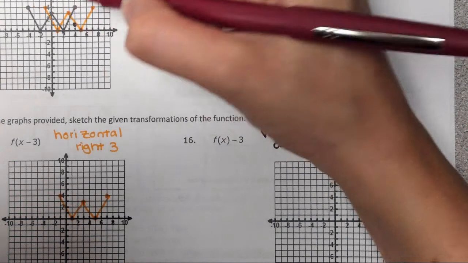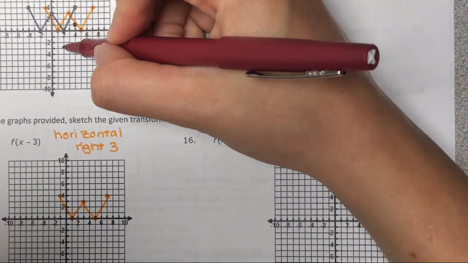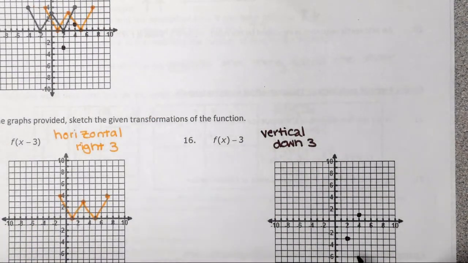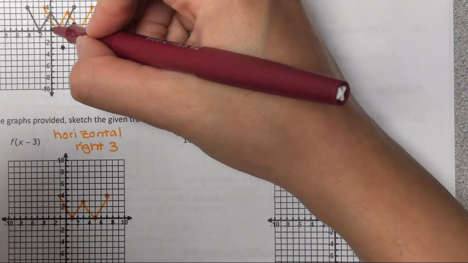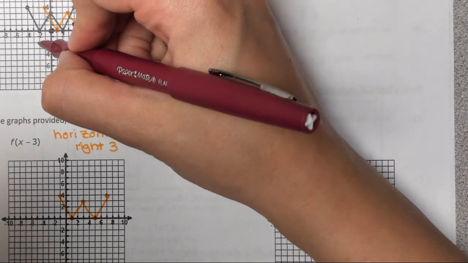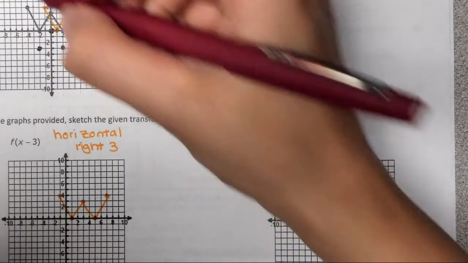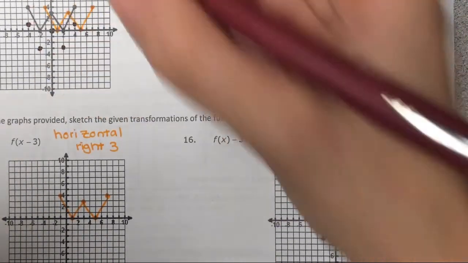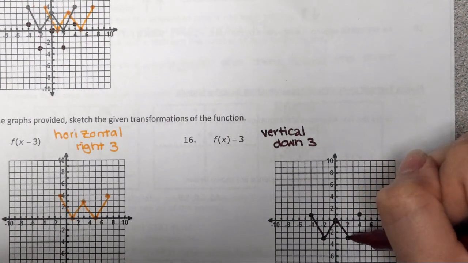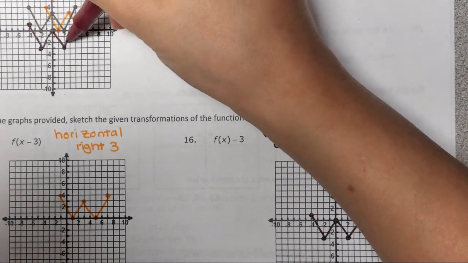1, 2, 3. So I'm at 4, 1. 1, 2, 3. I'm at 2, negative 3. 1, 2, 3. I'm at 0, 0. 1, 2, 3. I'm at negative 2, negative 3. And 1, 2, 3. I'm at negative 4, 1. I took my function and I shifted down 3.